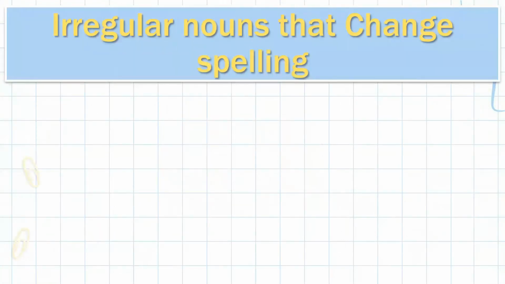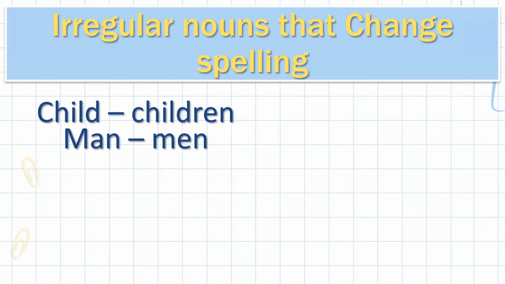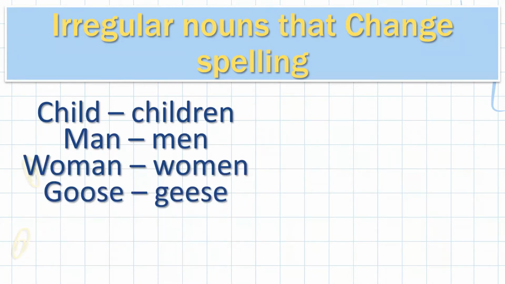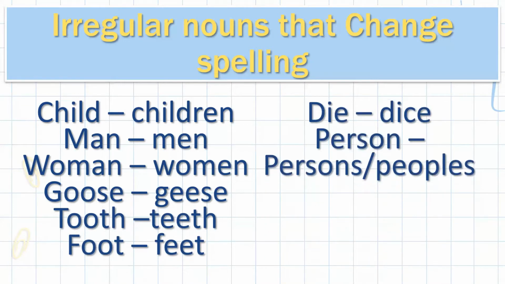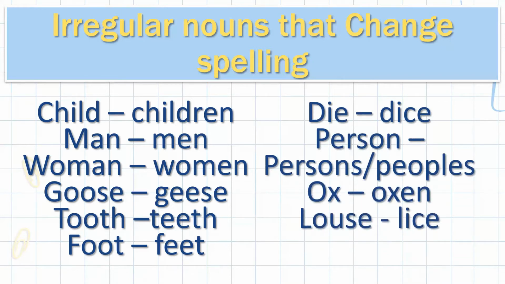However, there are times that we cannot just add only S or ES, VES, or the O rules. There are still nouns that change in spelling, and that is what we call an irregular noun. When we say irregular nouns, some nouns change in spelling and some nouns do not change their spelling. Some nouns that change in spelling are the following. We have child to children, man to men, woman to women, goose to geese, tooth to teeth, foot to feet, die to dice, person to persons or peoples, ox to oxen, louse to lice.